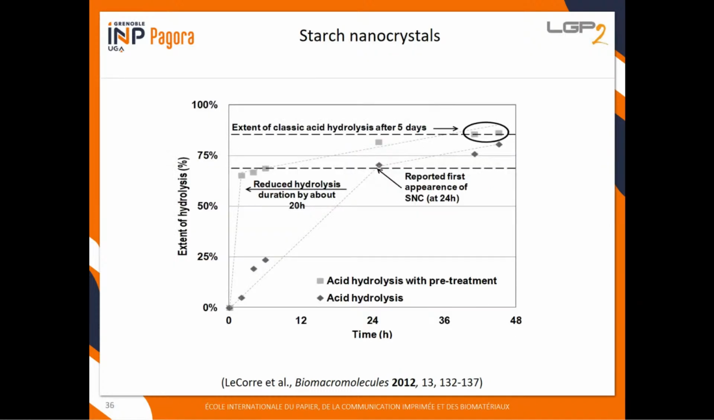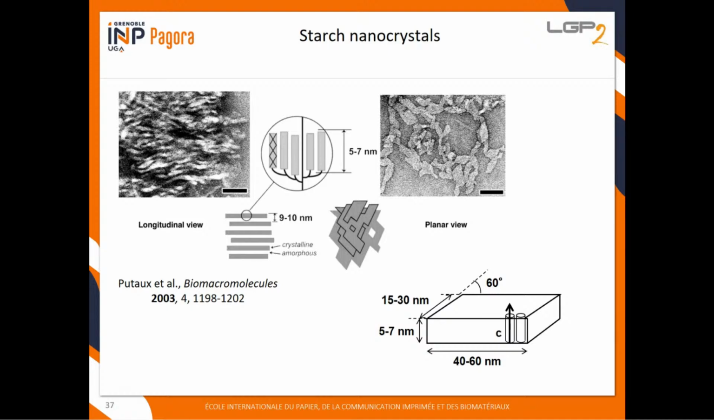So this is the same starch granules, but with different enzyme. After this pre-treatment for 2 hours, we submit the material to an acid hydrolysis treatment, and you can see the extent of hydrolysis as a function of time. So this is the acid hydrolysis treatment without any pre-treatment, and this is with pre-treatment, and you can see that we can reduce the duration of the acid hydrolysis treatment because of these holes that facilitate the penetration of acid.